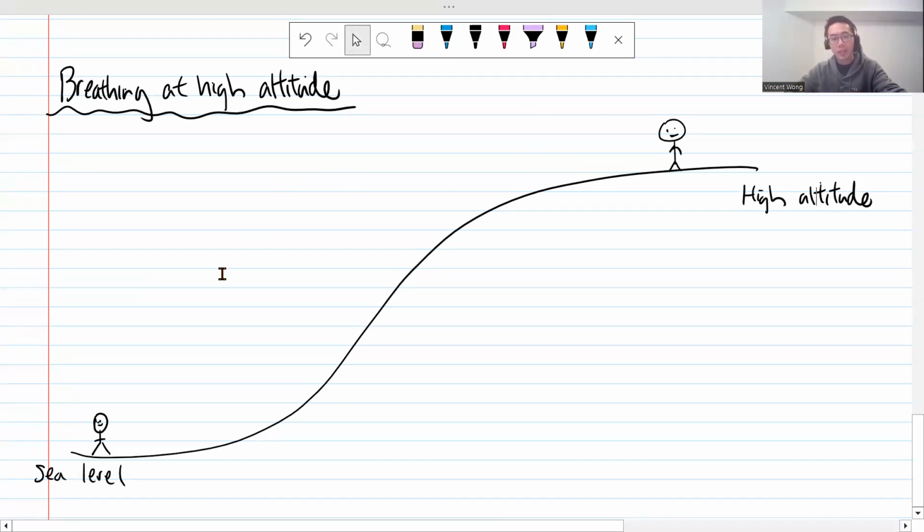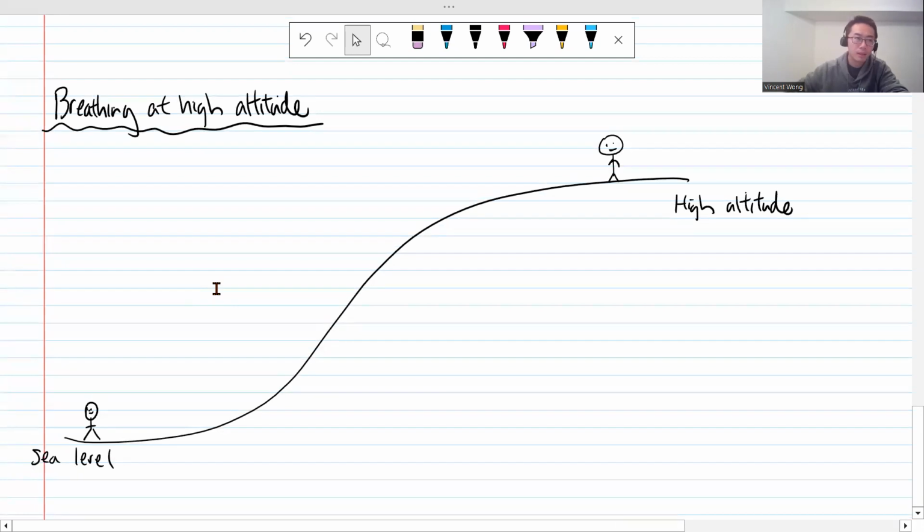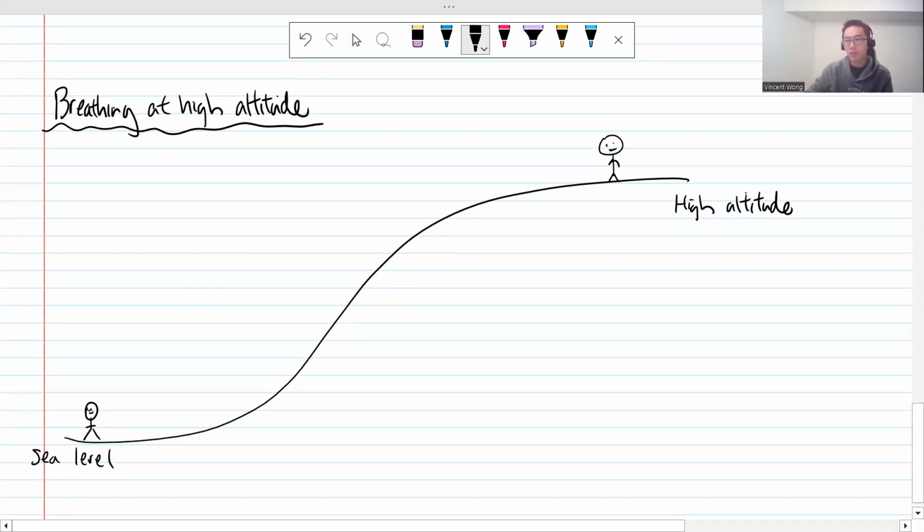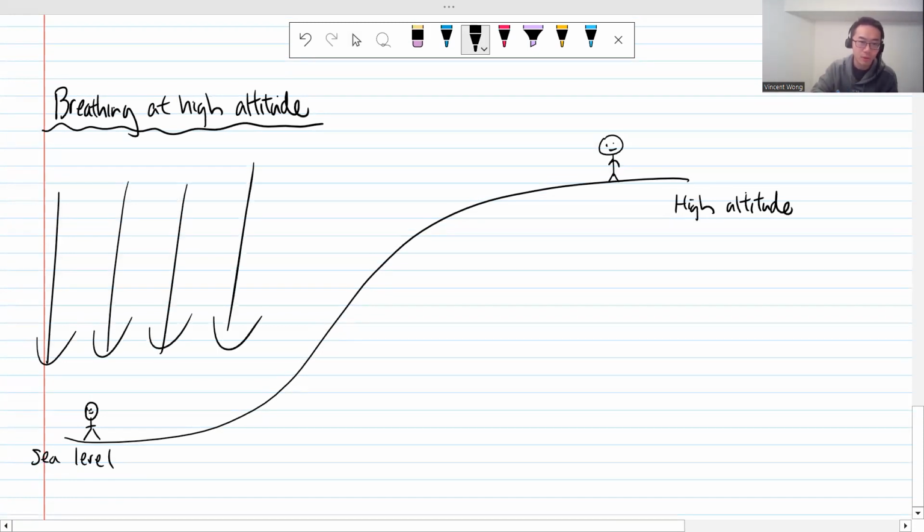And I want you to think about this. Do you experience more pressure at sea level or at a high altitude? At sea level. Okay. Anyone else? Sea level. Yes, that's right. Because at sea level, you have all this air on top of you, right? Pushing down on you, right?